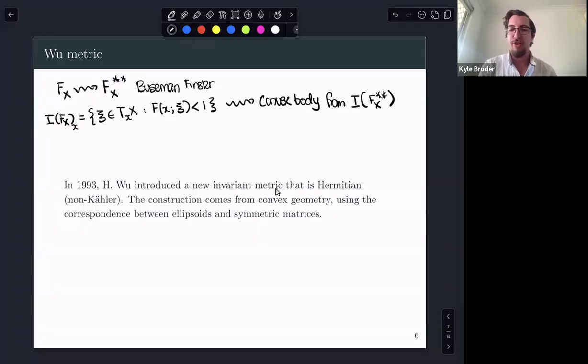And it turns out that there's a whole industry of producing ellipsoids associated to convex bodies. If you have an ellipsoid, then you can construct a Hermitian metric, the correspondence given precisely by the unit ball of that Hermitian metric being that ellipsoid. This is sometimes called a Minkowski functional. So if I want to construct a Hermitian metric from a Finsler metric, I want to construct an ellipsoid out of the convex body associated to its indicatrix, or its unit ball.